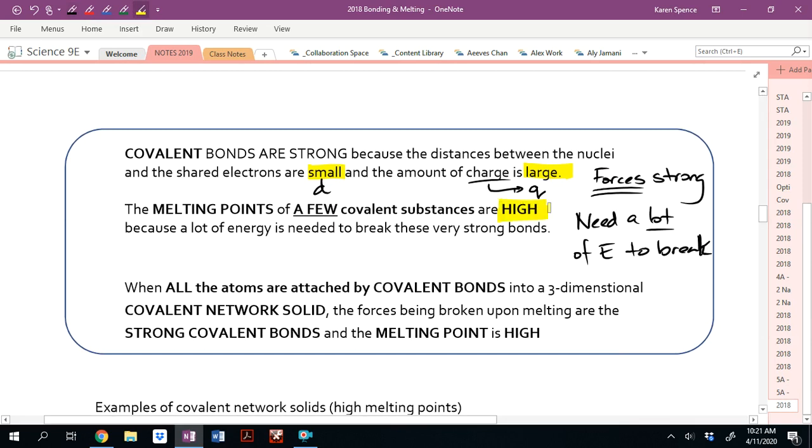Okay? Now this is where covalent bonds get tricky. So I'm going to actually stop this video for today because that seems like a reasonable amount of time to spend on this. And so let's just review. Ionic bonds require lots of energy to break. Metallic bonds require lots of energy to break. Covalent bonds require lots of energy to break. And why is that? It's because the distance between the charges are small and the charges are large.